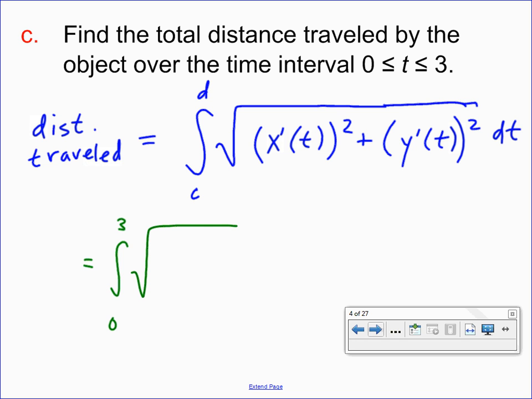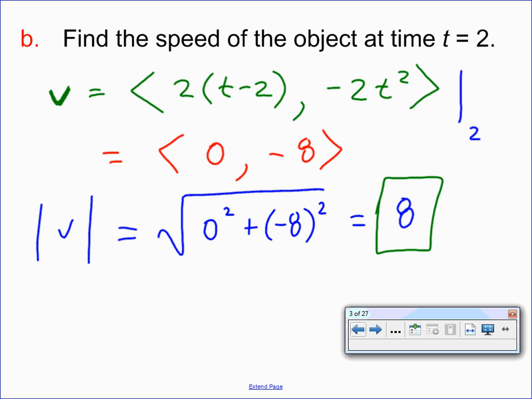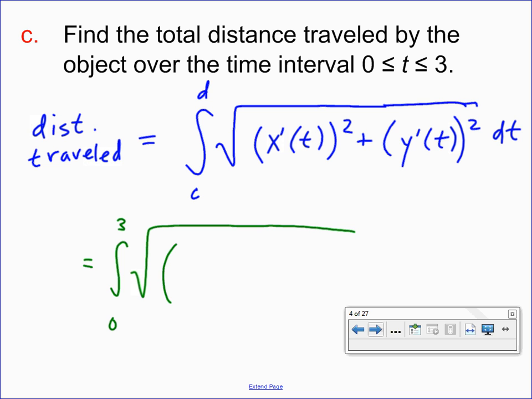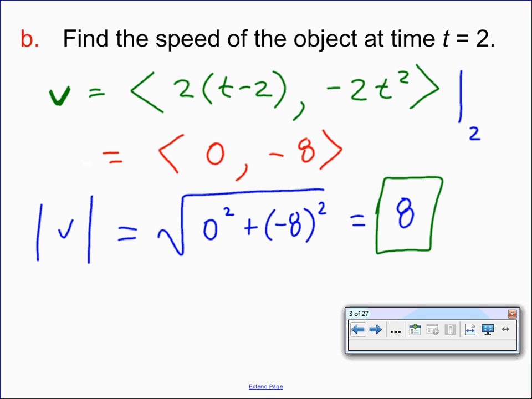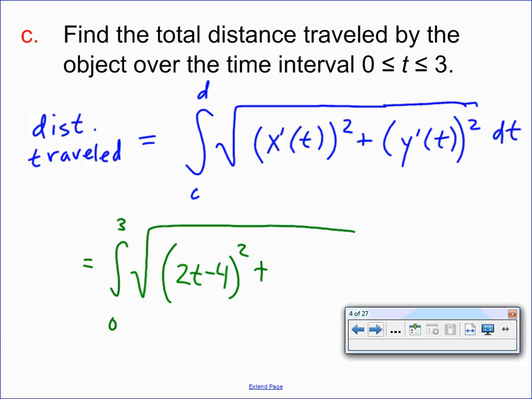The square root of, and x prime of t is given by my same old 2 times quantity t minus 2. So that would be 2t minus 4, however you want to enter it in your calculator, plus my vertical component was the derivative of y, and that was negative 2t squared. So I've got negative 2t squared, and then that rate of change in the vertical component is squared, and then close radical, and then we can integrate with respect to time.